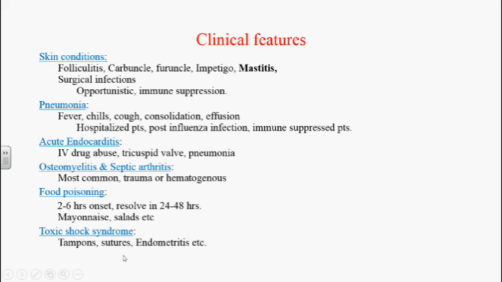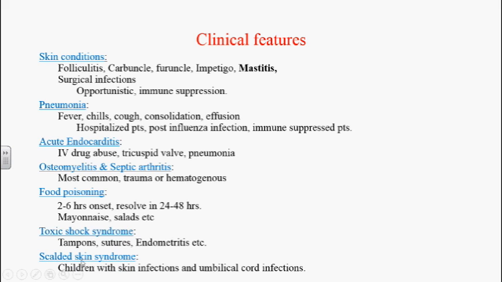Toxic shock syndrome. The predisposing factors for toxic shock syndrome are tampons, sutures, endometritis, and unsterile abortions. In toxic shock syndrome, we can see sudden onset of fever, malaise, myalgia, vomiting, nausea, diarrhea, and rashes all over the body including palms and soles, ultimately causing desquamation of the skin. It is one of the fatal conditions which leads to shock.